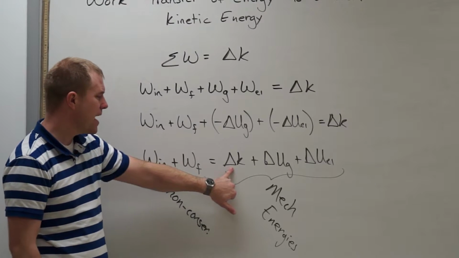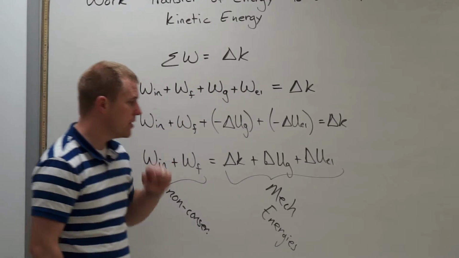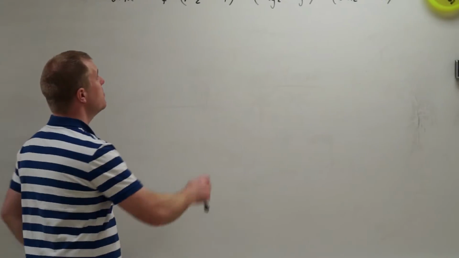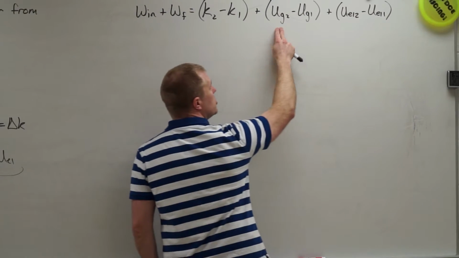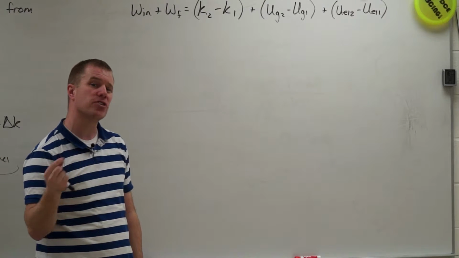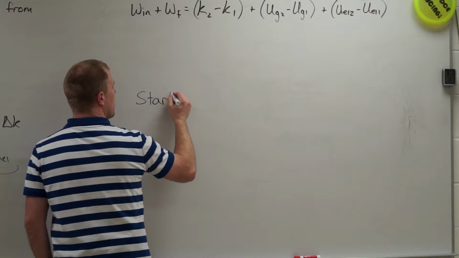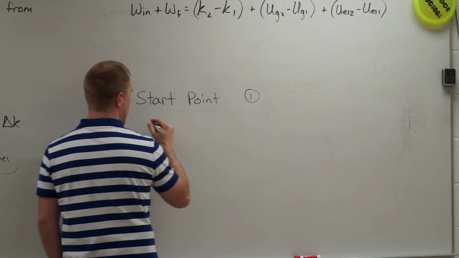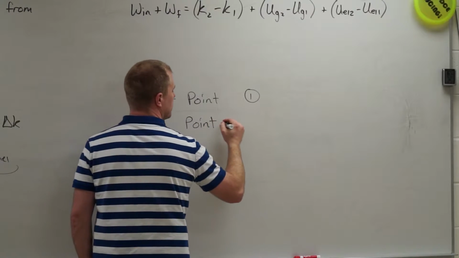We're going to expand these deltas, which mean final minus initial. So moving over here. All right, so this is my expanded version. So I have K2 minus K1 and UG2 minus UG1. So the 1s and 2s here stand for a starting point and an ending point. So I'm always going to need a start point, which I'll call point 1, and I'll need an end point, which I'll call point 2.